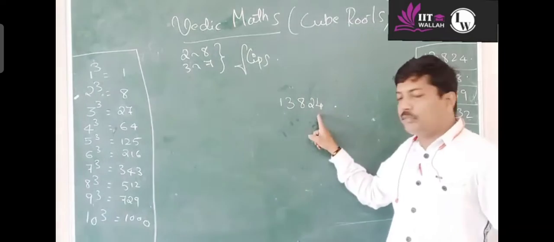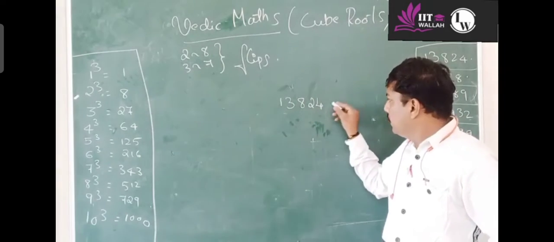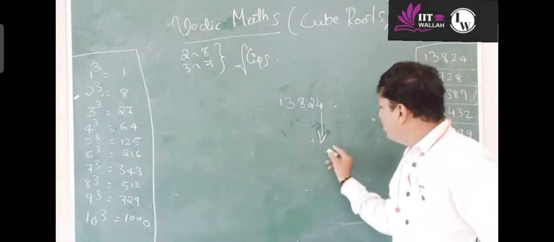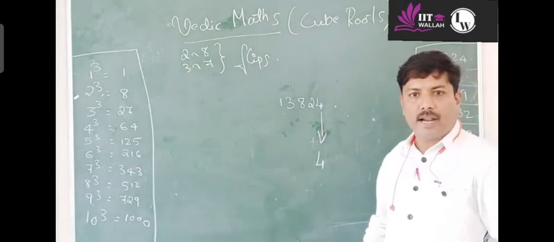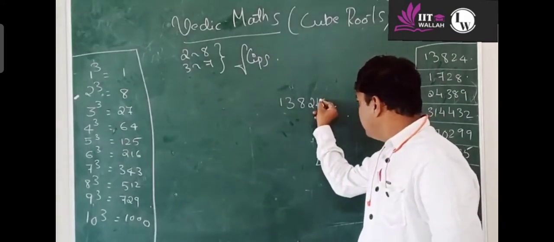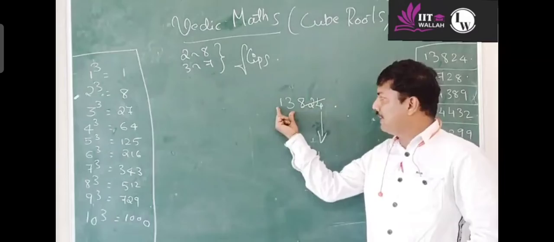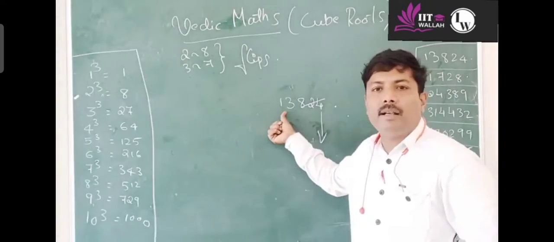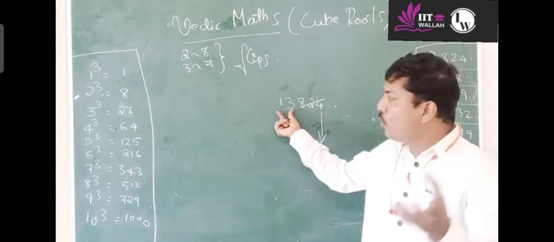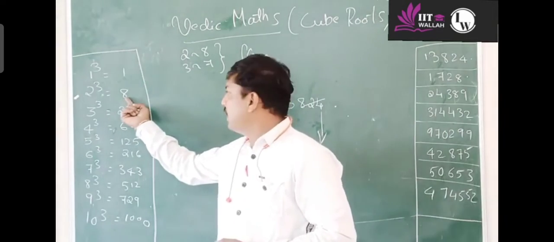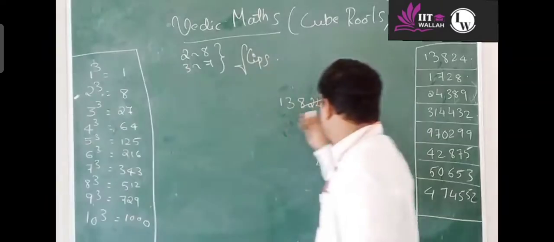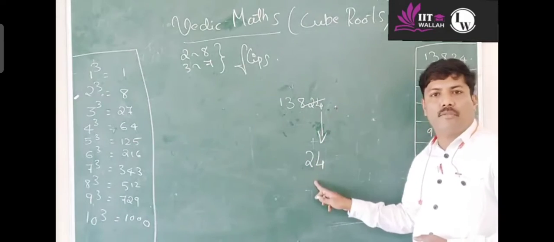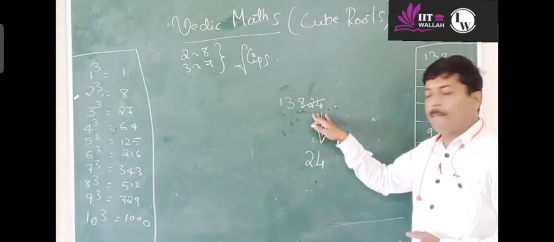So, if a number ends with 4 here, from the table you know that its cube root also ends with 4. Right? Then cut the first 3 digits. So what is the remaining number? 13. Now you look at the table: which number is less than 13 and is a perfect cube? This is 8. Then the cube root of 8 is 2. So here it will come 2, 24. This number is the cube of 24, or the cube root of this big number is 24.